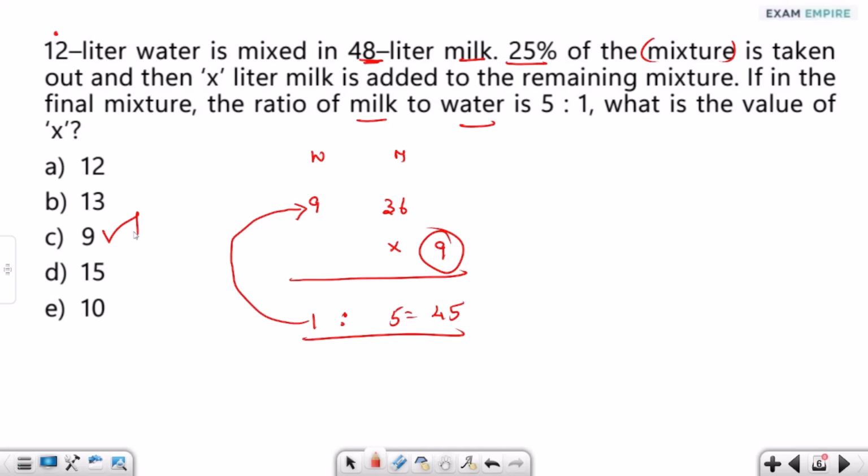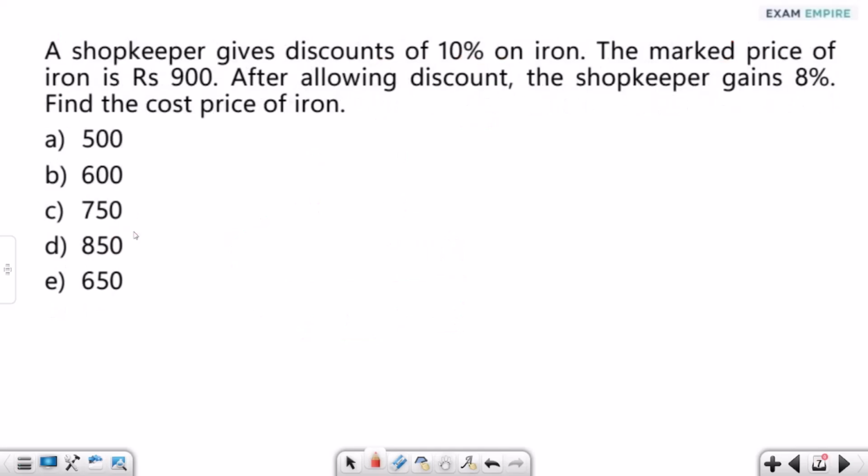9 liters of milk will be added. Next, pause this video and try to solve it. I hope you have solved it. Now let's solve this particular question.